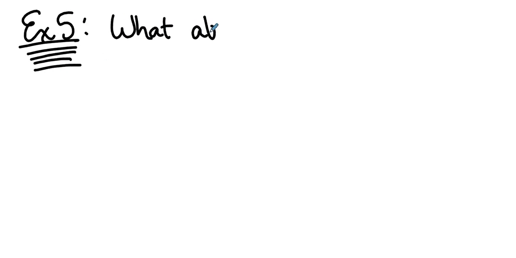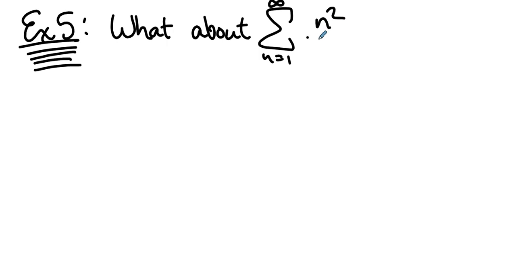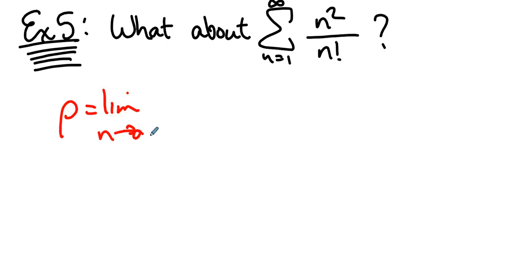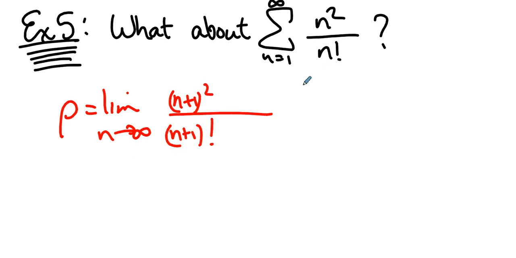So what about the sum of n squared over n factorial? We take the limit at infinity of the n plus 1th term over the nth term. And we ask what happens.